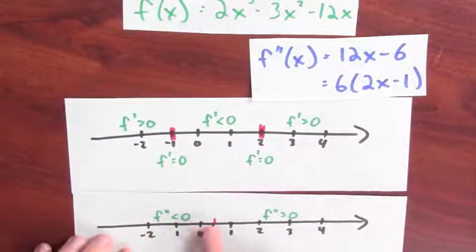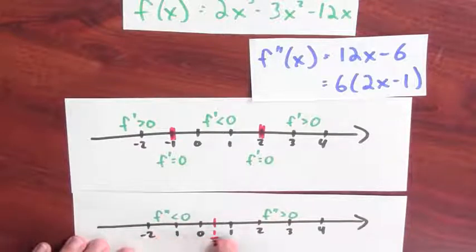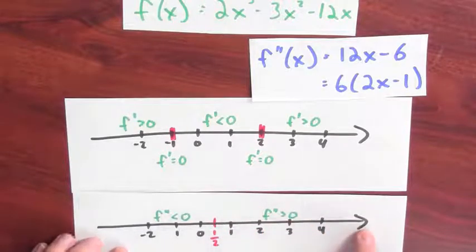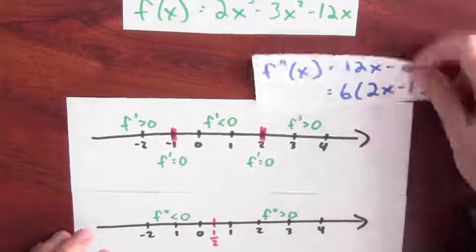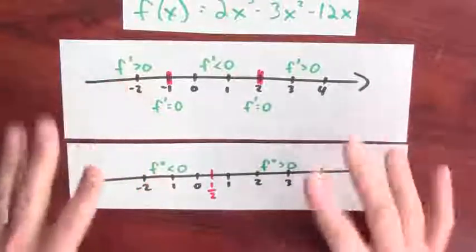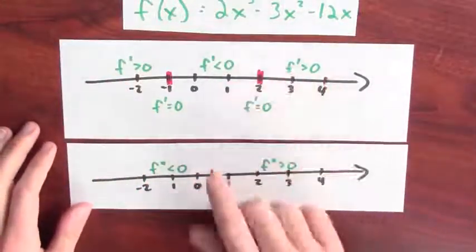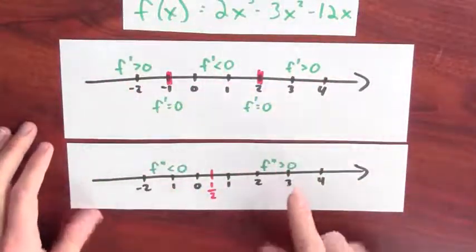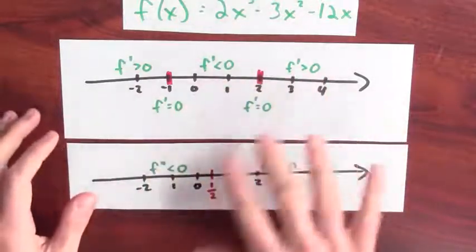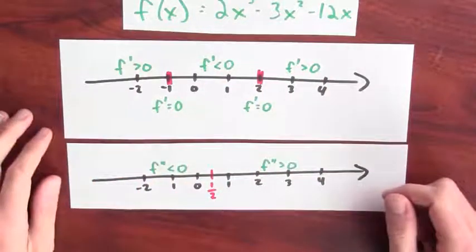Well, the second derivative is negative if I plug in an x value which is less than 1/2, and the second derivative is positive if I plug in an x value which is bigger than 1/2. All right, now I know a lot of information about the sign of the first and the second derivative. So I can use this information to say something about the function.